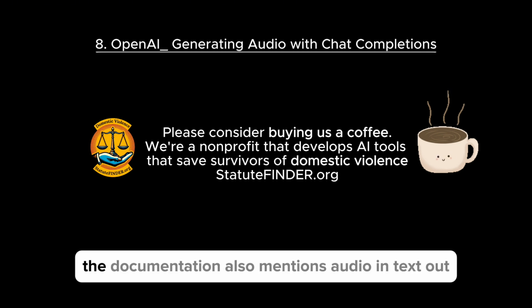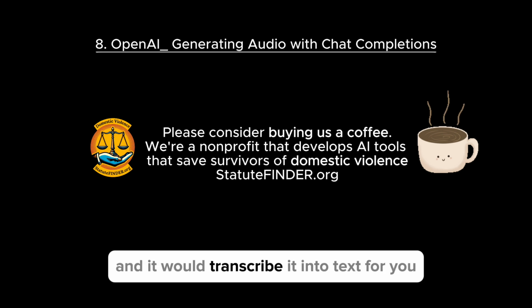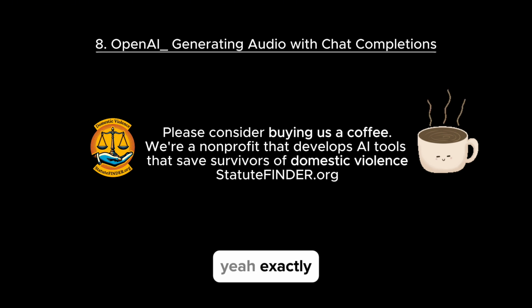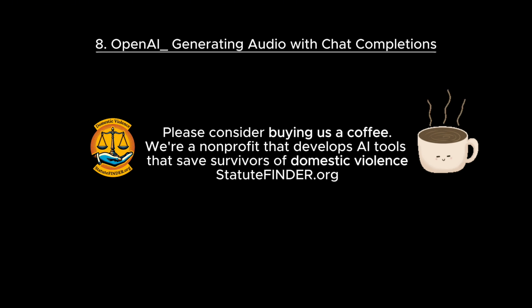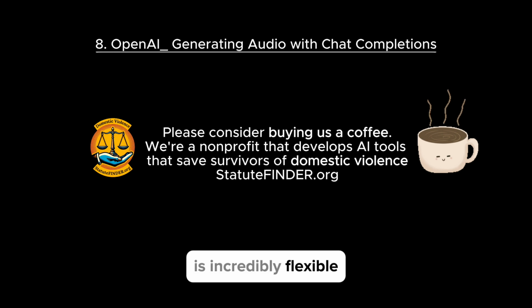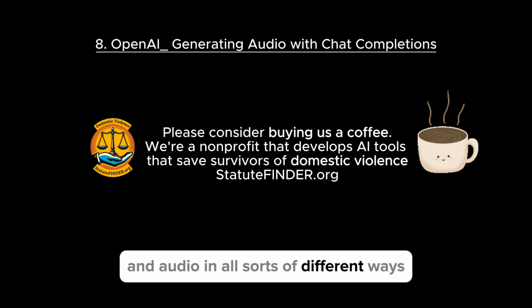You got it. The documentation also mentions audio in, text out, which means you could give the AI an audio recording and it would transcribe it into text for you. Oh, that's cool. Like a superpowered transcription service. Yeah, exactly. And there are other combinations as well, depending on what you're trying to achieve. The key takeaway is that OpenAI's API is incredibly flexible. It allows you to work with both text and audio in all sorts of different ways.